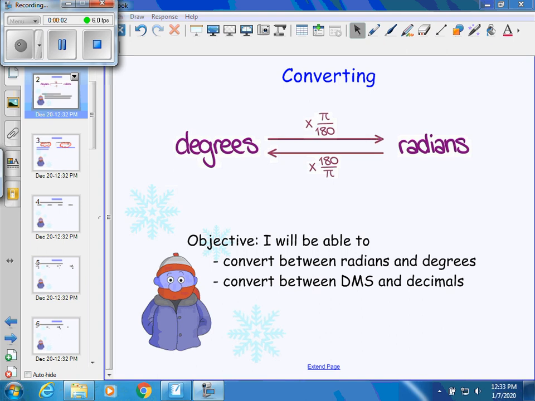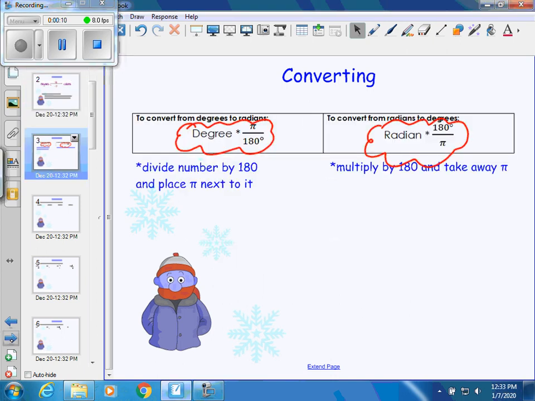Okay, we're going to talk about how to convert between degrees and radians, as well as converting between DMS and decimals. Converting between degrees and radians, the key you have to remember is pi and 180. When you're converting from degrees to radians, the pi goes on top, the 180 goes on the bottom. When you're converting from radians to degrees, you want the pi on the bottom and the 180 on the top.